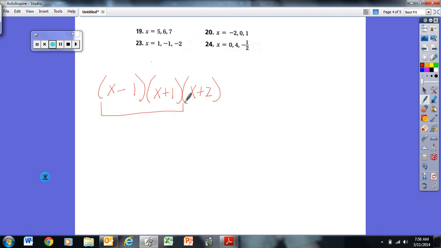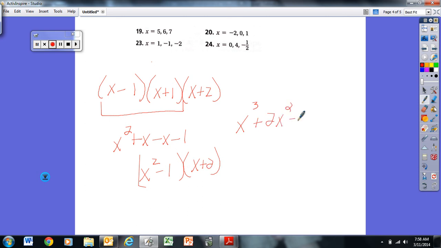If I FOIL these, I get x squared plus x minus 1, which simplifies into x squared minus 1 times x plus 2. X squared times x is x cubed. X squared times 2 is plus 2x squared. Negative 1 times x is negative x. Negative 1 times 2 is negative 2. There are no like terms. It's a third degree polynomial, otherwise known as a cubic, and it's in standard form. I don't have to do anything else. Alright, last one and then I'll let you go.